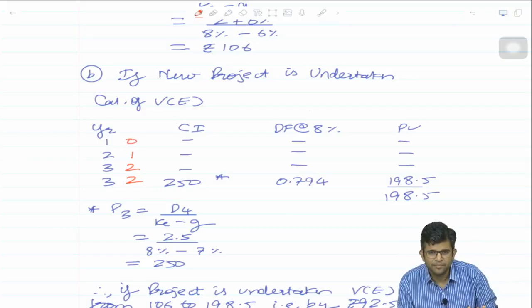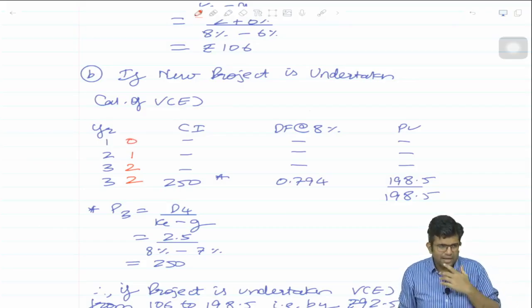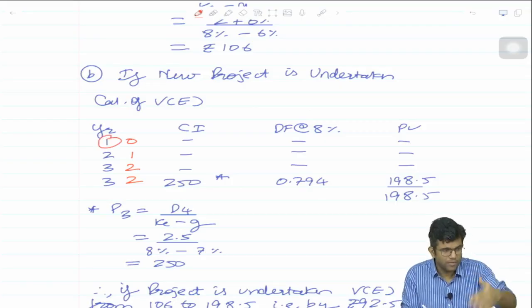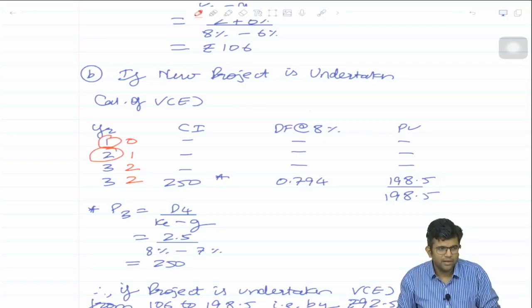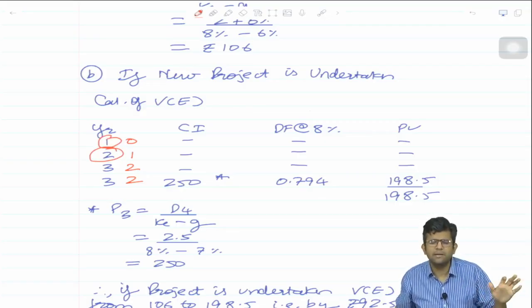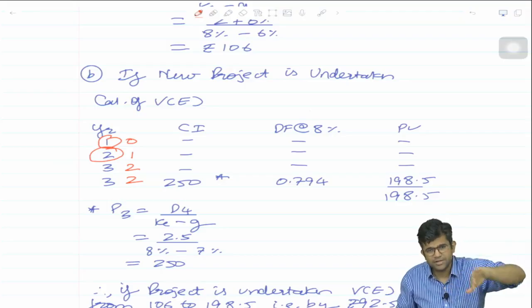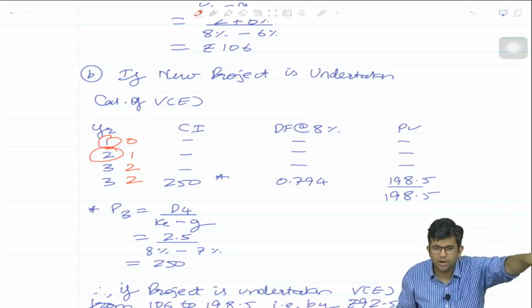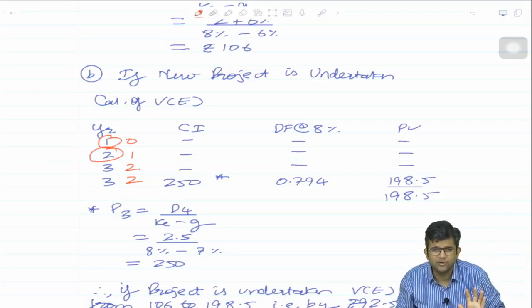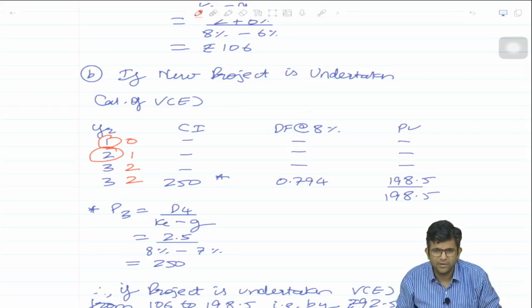Everyone clear? If I am sitting today and I am saying, okay, this is going to be my year 1, this is going to be my year 2. But then I say, okay, now I will sit back and do calculations after 1 year. Then what you thought of as year 1 has now become year 0. What you thought of as year 2 has now become year 1. Everyone, are you all able to understand? Cash flow pattern is not going to change.